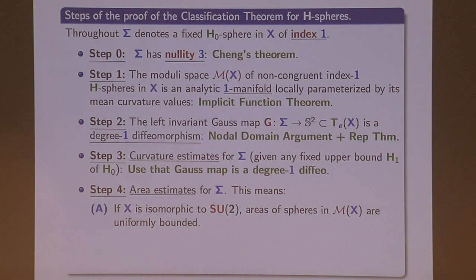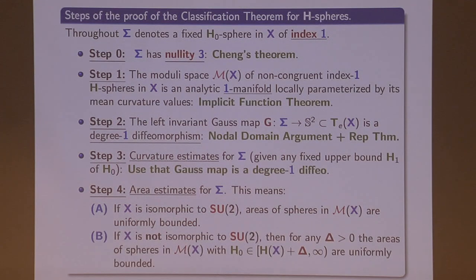Areas of all spheres are bounded. There's a biggest value, if you want, kind of like that. Okay, so that's what we understand that means. What's not so clear is what it means when you're not SU2. So not SU2 means topologically R3.